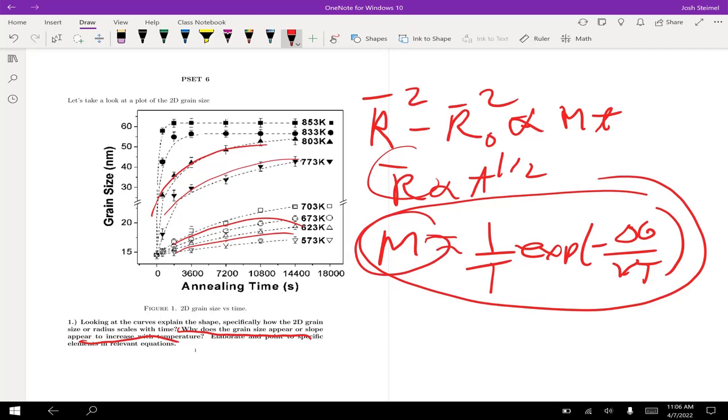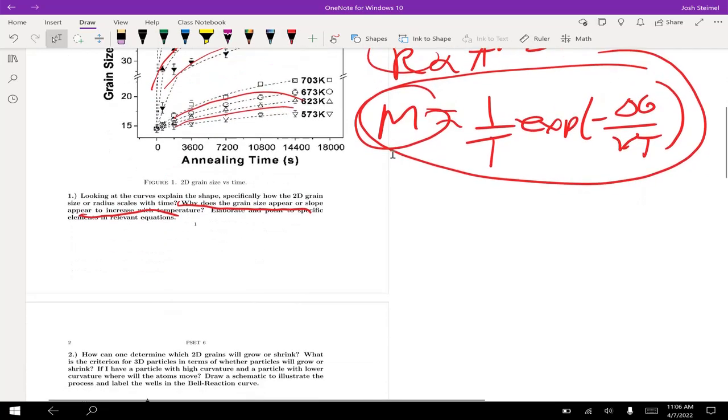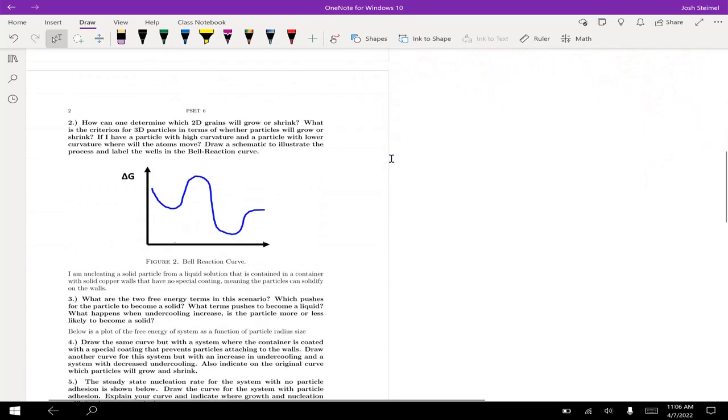Why does the grain size increase with temperature? Because of this m value, and we should point to the specific variables. Well, there it is. So that's problem one, basically done. There we go. Number two.